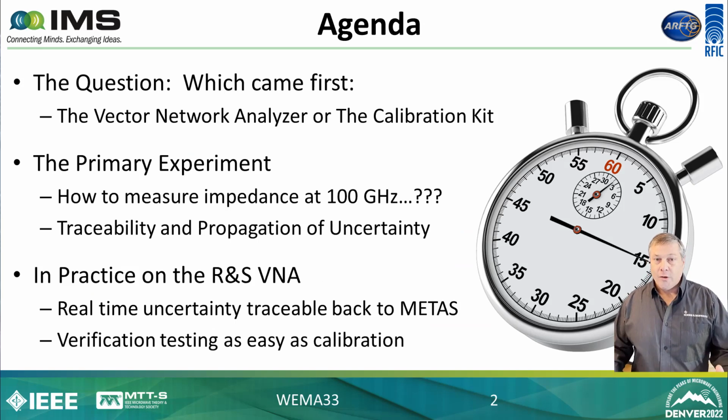I only have 15 minutes to cover this, so I have a very brief agenda. The first topic I'm going to talk about is which came first, the calibrated vector network analyzer or the characterized calibration kit. An interesting thought if you have never thought about that before, but which came first? From there we segue into the primary experiment. So how do we break that cycle? And who breaks that cycle? After a little discussion in that area, then we'll finally talk about what this means in practice to the real engineer. I myself am an engineer.